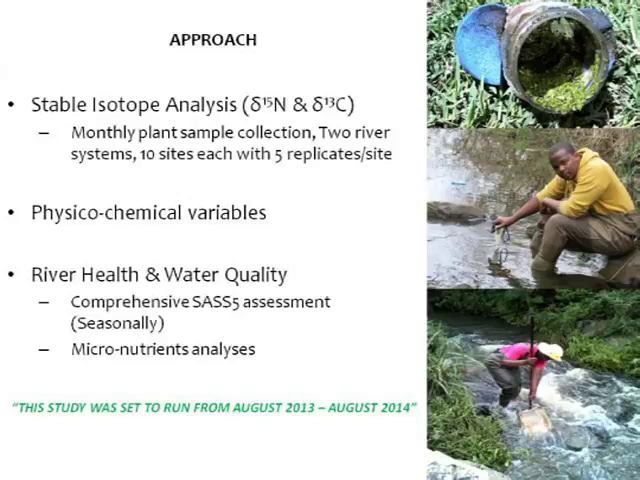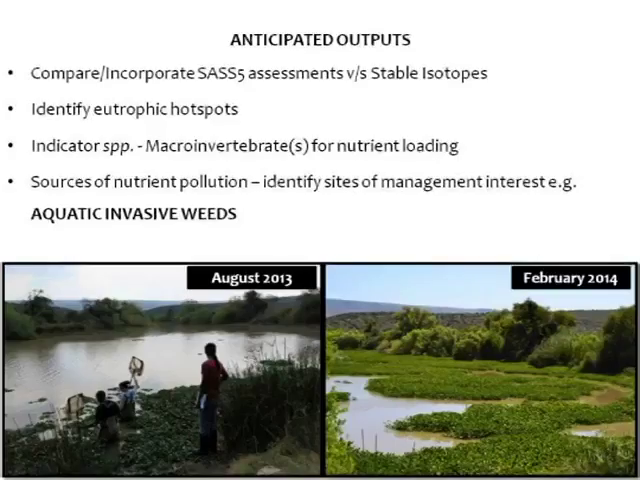I needed to compare the South African Scoring System assessment results with the isotope results. So now, what are we hoping to get out of this study? To compare and incorporate the South African Scoring System assessment results with isotopes so that we can validate isotopes as a monitoring tool, identify eutrophic hotspot systems, and potentially identify a species that will help us trace and map nutrient loading in our ecosystems, and ultimately predict the source of nutrient pollution in our systems, which will help us identify sites of management interest, like aquatic weed invasions.